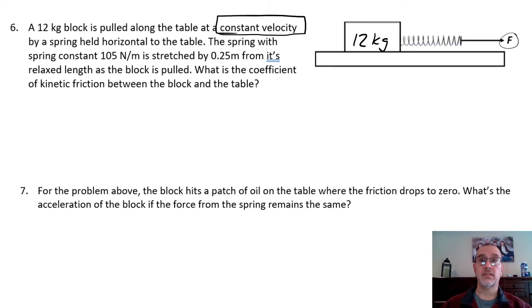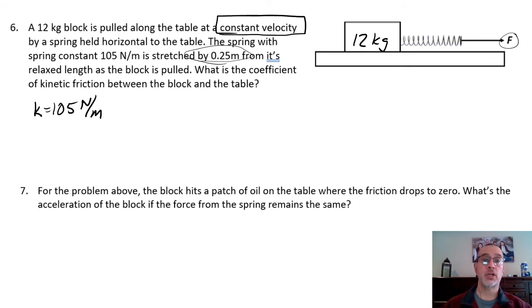Constant velocity tells me that forces are balanced. So up equals down, left equals right. By a spring held horizontal to the table. If it was not horizontal, then we'd have to do some trigonometry and kill the monsters, as I say. The spring has a spring constant of 105 newtons per meter, so that's k equals 105 newtons per meter. The spring is stretched by 0.25 meters.